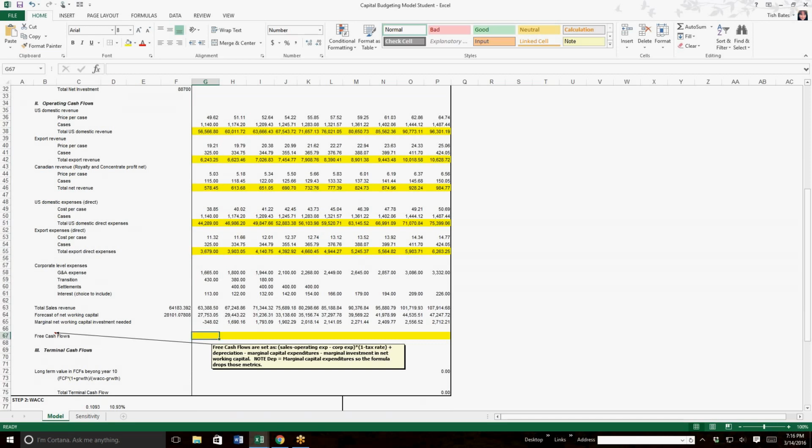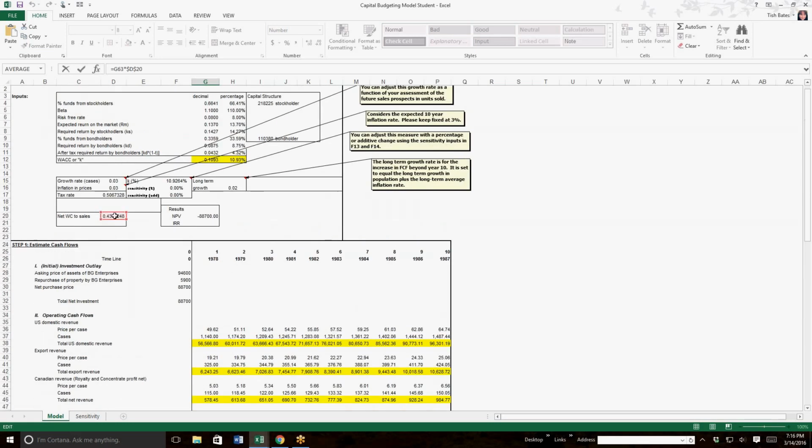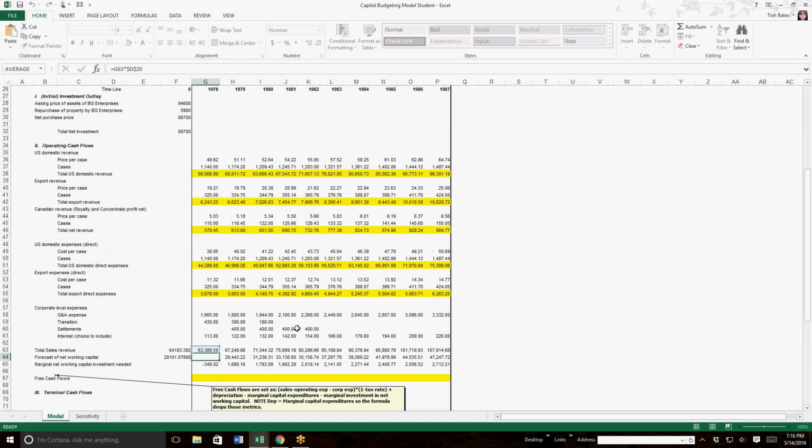Haven't quite figured out this part yet. So this is taking those three numbers and adding them up. I got that. This is taking the forecast of net working capital, which is basically this number times D20, which is this net WC, working capital to sales, right?